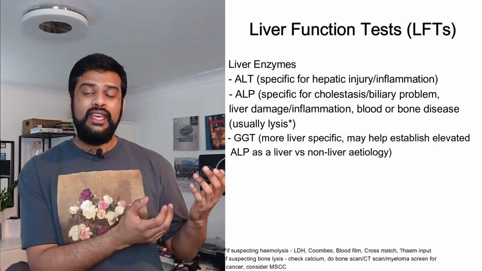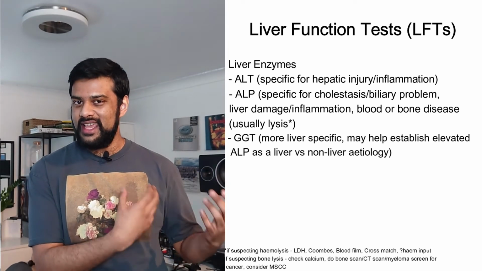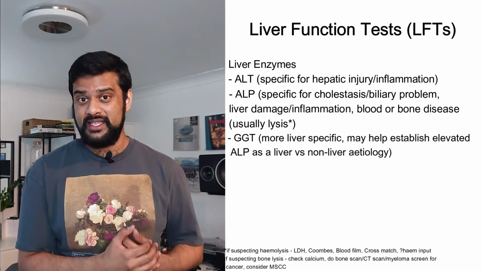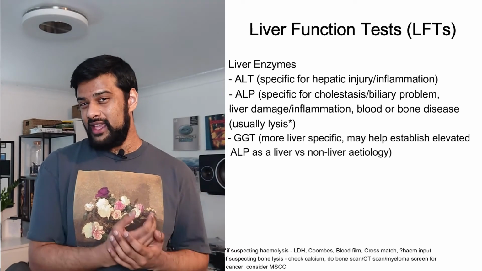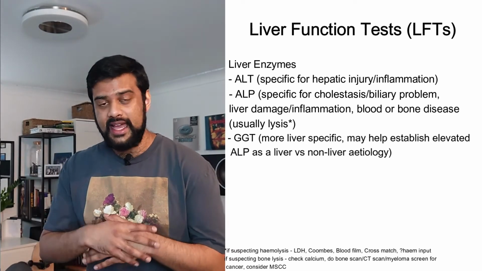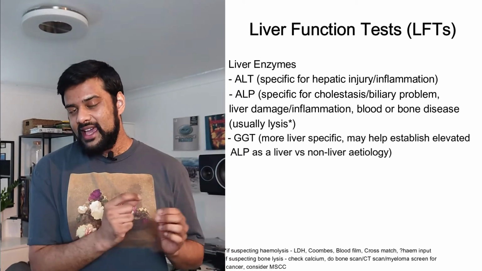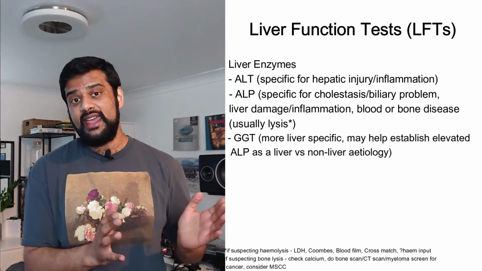So if they have a high gamma GT, you think that ALP is related to the liver, the hepatobiliary system. But if it's not raised, then you're thinking maybe blood or bone or something like that. Gamma GT, however, can be non-specific, and the same goes for AST.